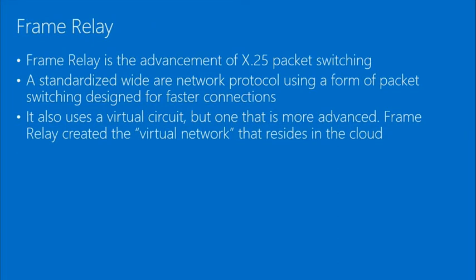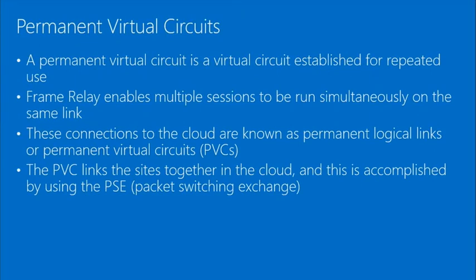Frame relay is an advancement on X.25 packet switching. Standardized wide area network protocol using a form of packet switching designed for faster connections. So now we're basically picking up the speed. Also uses a virtual circuit, one that's a bit more advanced. Frame relay created the virtual network that resides in the cloud. Permanent virtual circuits. It's a virtual circuit established for repeated use. Frame relay enables multiple sessions to be run simultaneously on the same link. Connections to the cloud are known as permanent logical links or permanent virtual circuits. The PVC links a site together in the cloud, accomplished by using packet switching exchange. Again, we're back to the packet switching exchange.